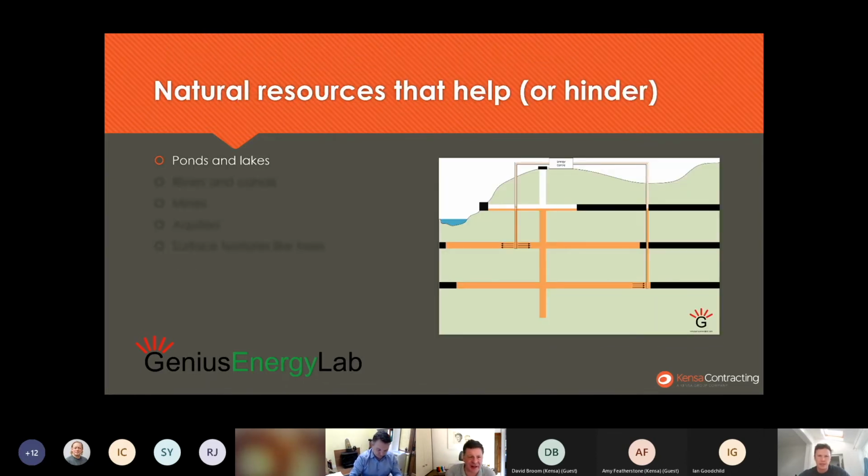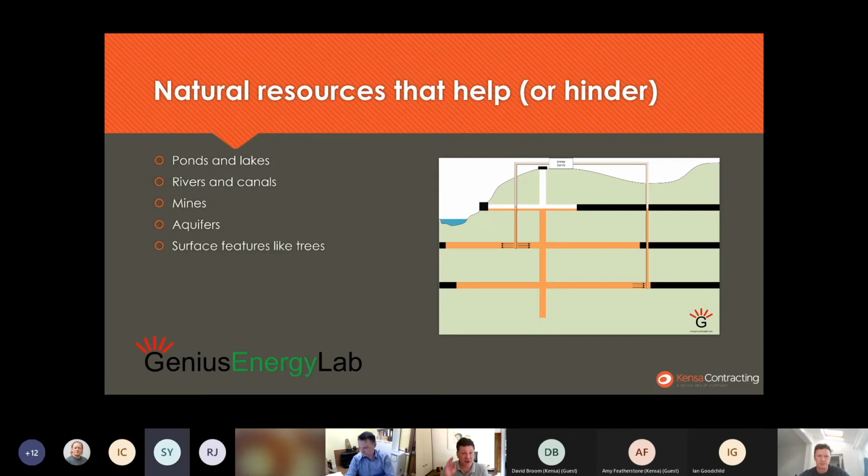Natural resources that can help and hinder. We also do have to consider not just the geology and the hydrogeology, but other factors. So are there ponds or lakes there? If we've got any still surface water available to us, it will almost always be the most cost-effective way of installing a ground source system.